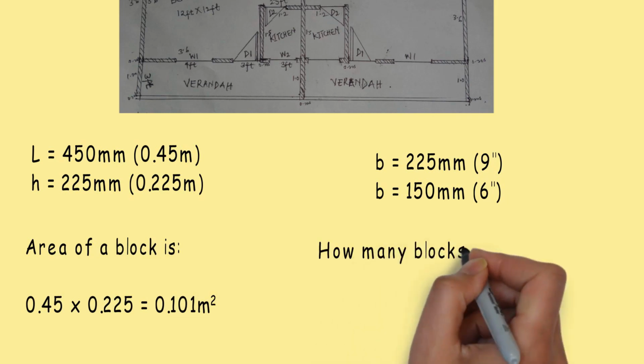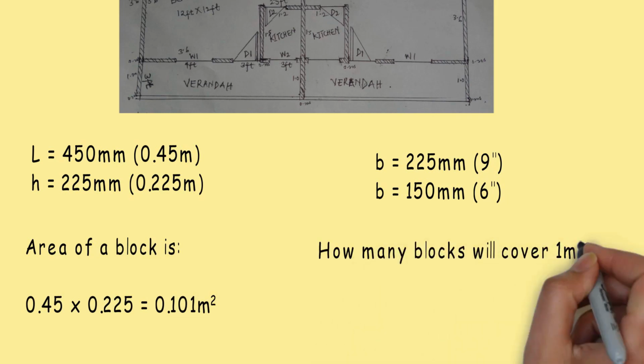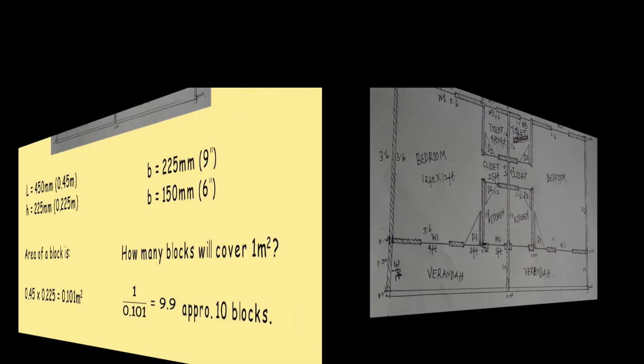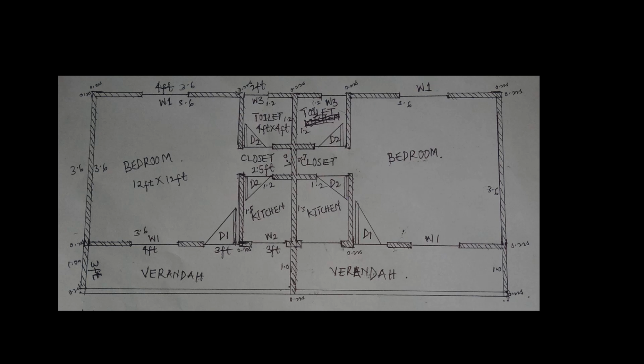How many blocks will cover 1 meter square? That will give us 1 over 0.101, which equals 9.9 blocks, approximately 10 blocks. Now let's start with the foundation. At this stage, the total length of the wall of the building and the height of the wall are considered. There are no openings and the entire foundation excavation length is considered.